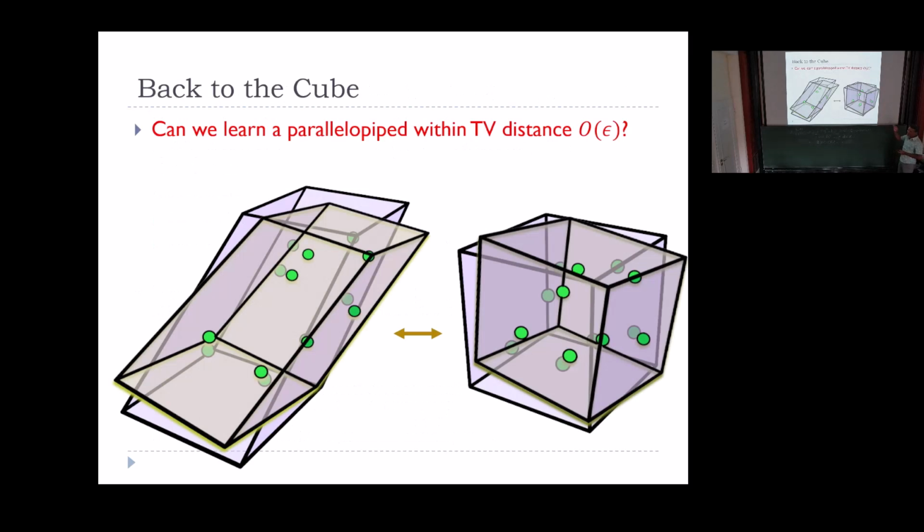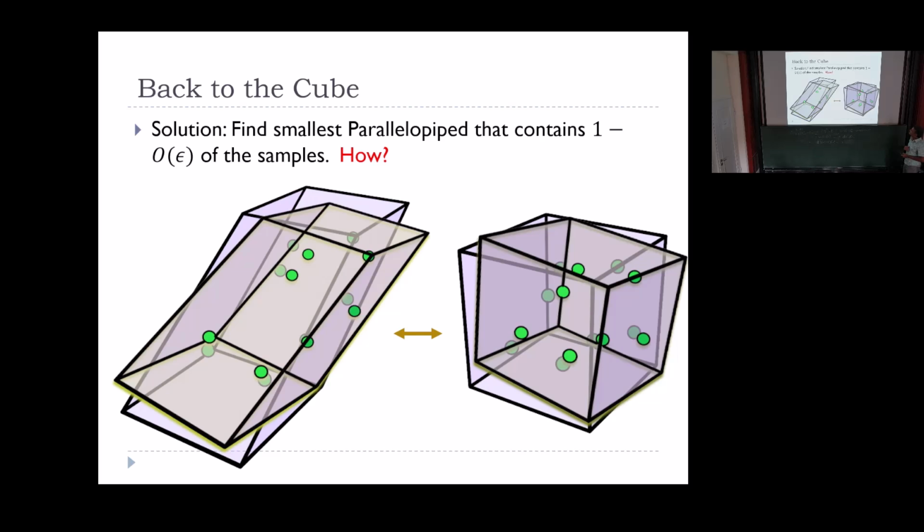Okay, now let's go back to this problem. Can I learn a parallelepiped to within TV distance epsilon when I have arbitrary corruptions? Right? So there is a solution. Find the smallest volume parallelepiped that contains about 1 minus epsilon of the samples. Okay. But how? How do I find the smallest volume?